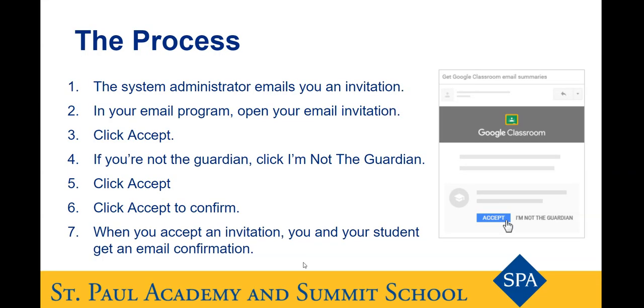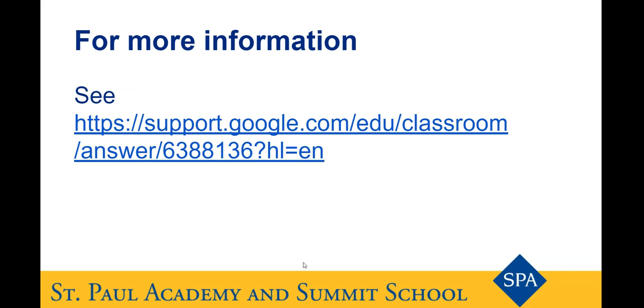So here's the process. Basically, you receive an invitation. In your email program, you open that email invitation. You click Accept, indicate whether or not you're the guardian, and Accept to confirm. Once you've gone through that acceptance process, both you and your student will receive an email confirmation. For more information, see your Division Technology Coordinator or this document from Google.